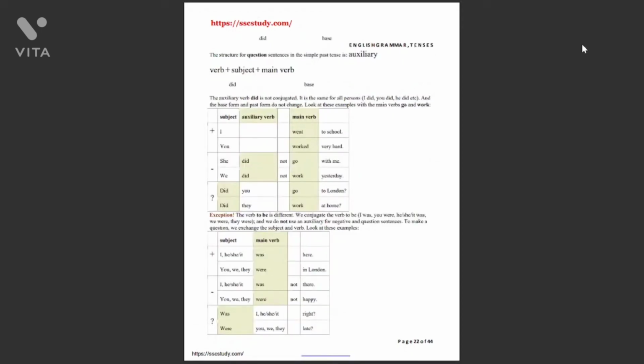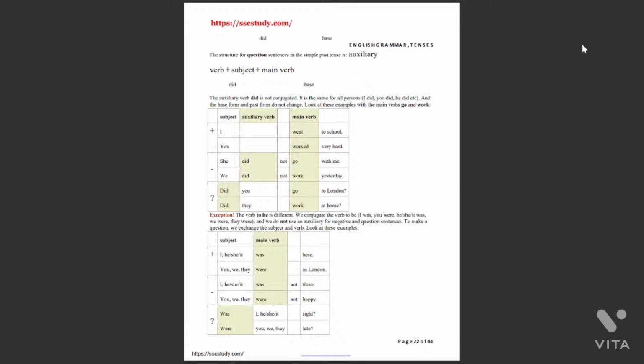So, next level, the structure for question sentences: auxiliary verb plus subject plus main verb. Here the auxiliary verb, the helping verb, comes first, followed by the subject and the main verb. The auxiliary verb "did" is not conjugated; it is the same for all persons. I did, you did, he did. In the past tense, "did" is the same for anyone, and the base form and the past form do not change.